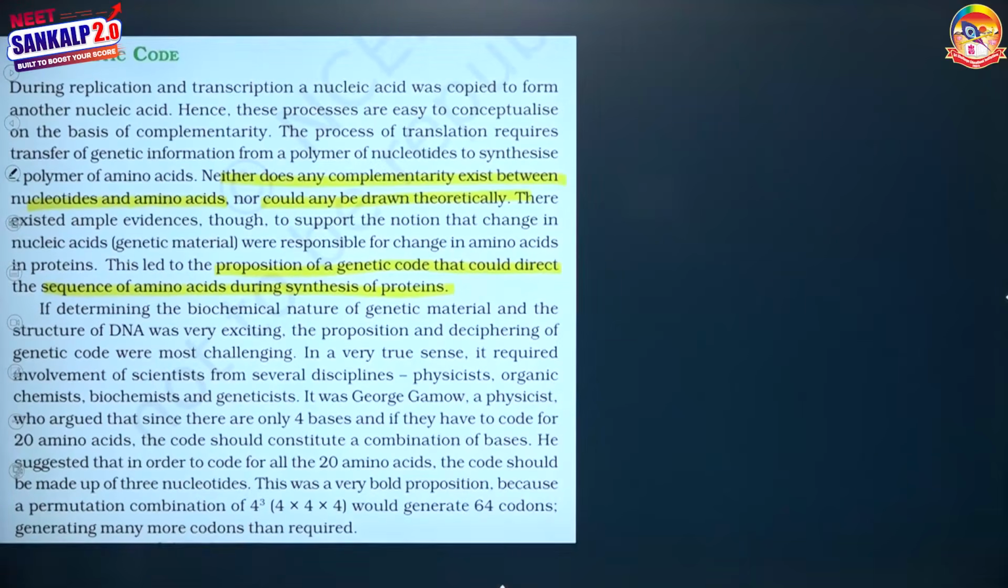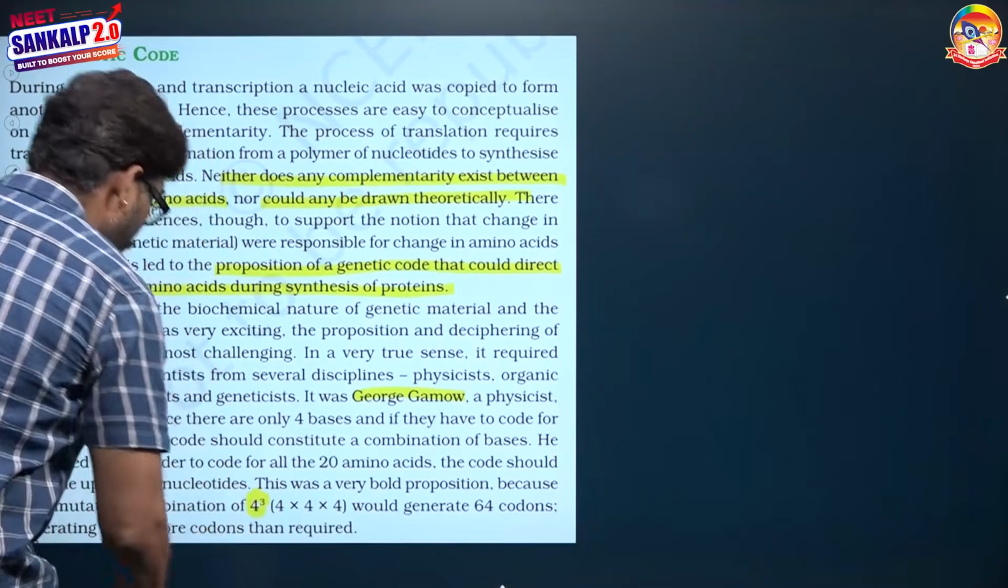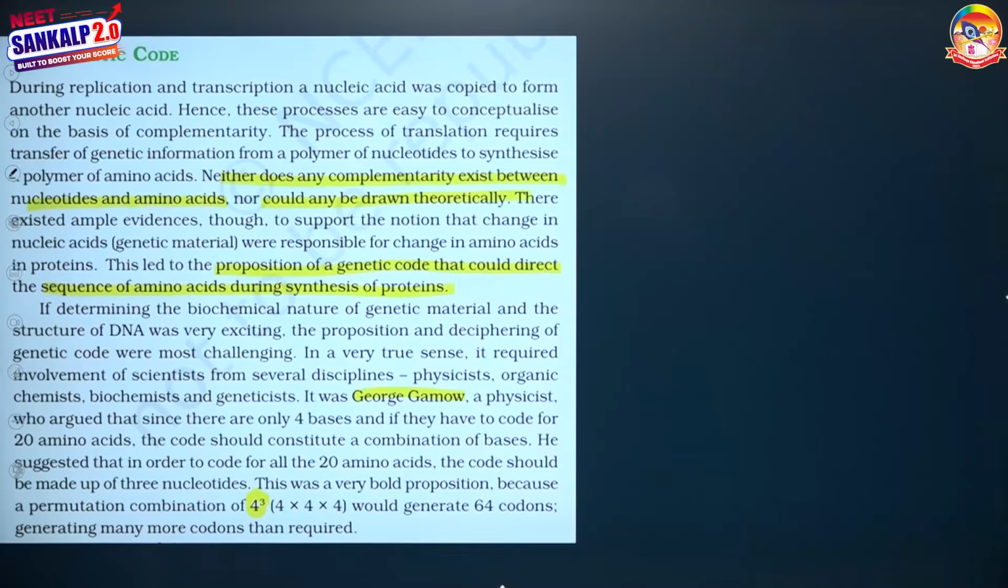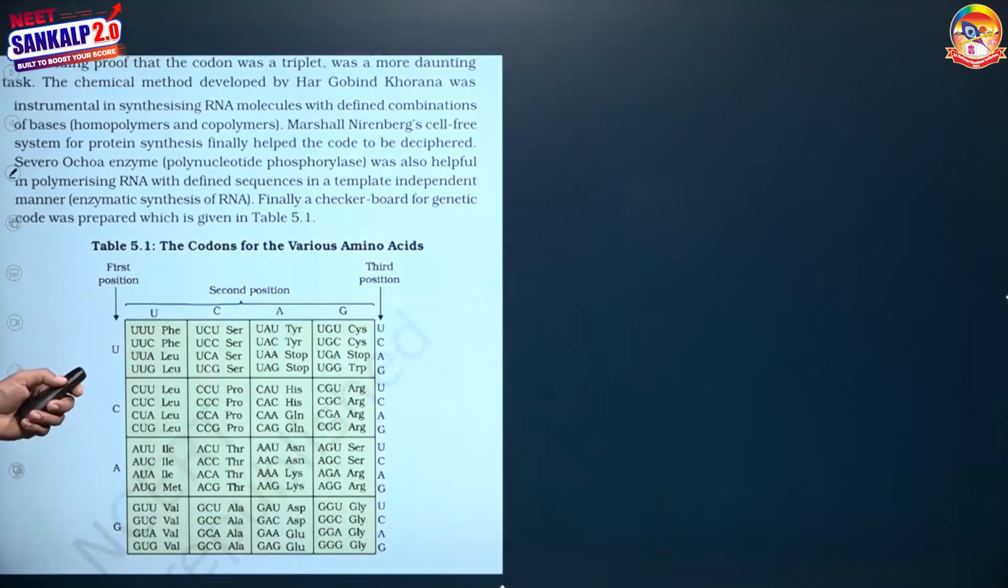After determining the biochemical nature of genetic material, the structure of DNA was very exciting, and the deciphering of the genetic code was the most challenging task. George Gamow, a physicist, argued that since there are only 4 types of bases and only 20 types of amino acids take part in protein formation, to code for the 20 amino acids the genetic code must be made up of 3 nucleotides, meaning triplet nature. So theoretically the triplet nature was given by George Gamow.